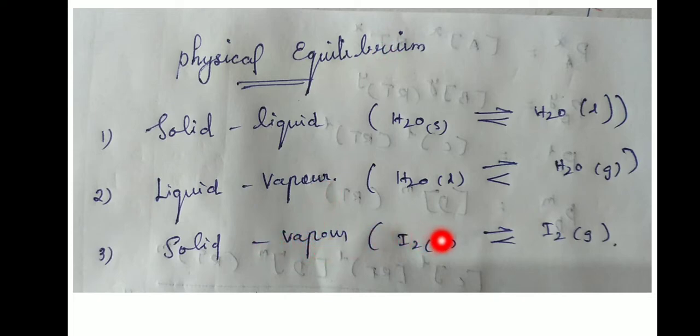Solid-vapor means iodine solid in equilibrium with iodine gas. It is a closed system in which the solid sublimes to vapor. In this process also, equilibrium can be established between two phases when solid iodine is placed in a closed transparent vessel. After some time, the vessel gets filled up with violet vapor due to sublimation of iodine. Initially the intensity of violet color increases, after some time it decreases, and finally it becomes constant as the following equilibrium is attained: iodine solid in equilibrium with iodine gas.